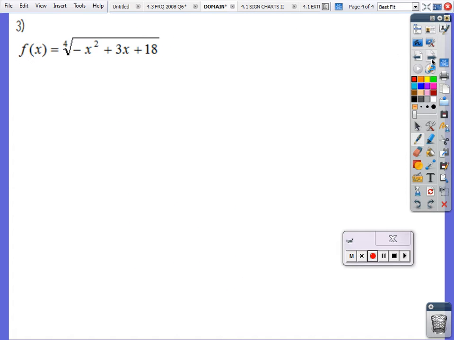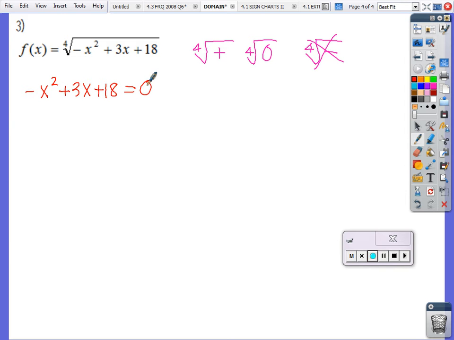Number 3, from the actual quiz. So what we want to look at is you can take the fourth root of a positive. You could take the fourth root of 0. You cannot take the fourth root of a negative. So when you do your sign chart, you're going to look for zeros and positives. Here we go. I'm going to take what's underneath the square root, because that's the issue of the domain, and I'm going to factor out the negative.